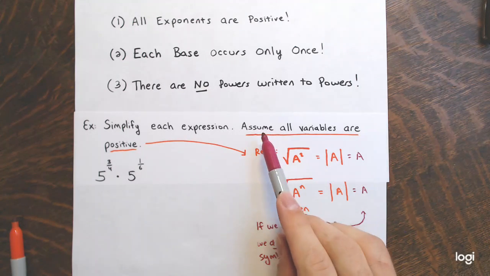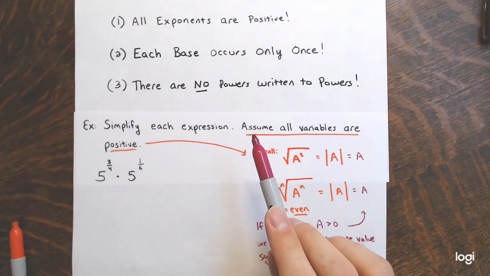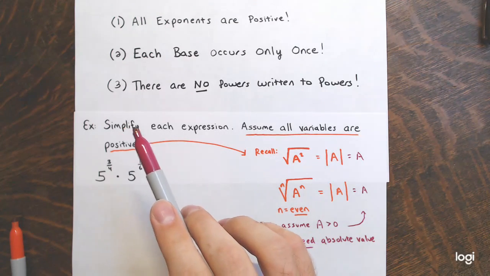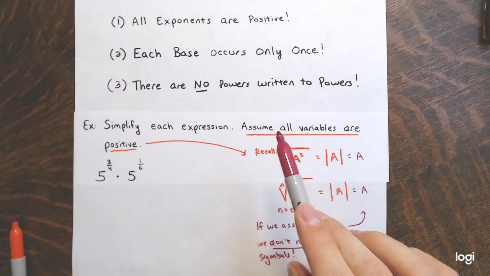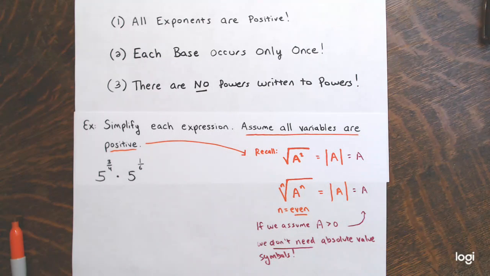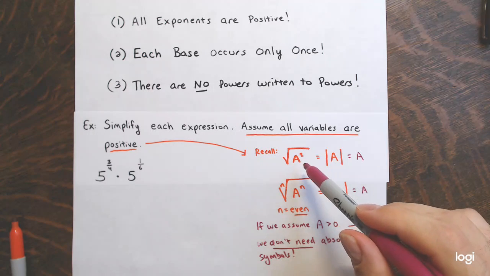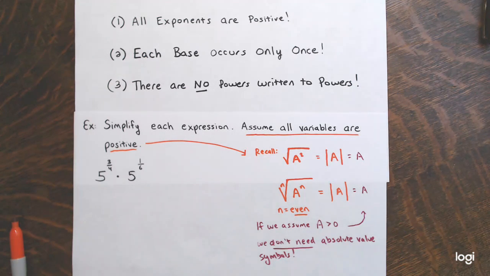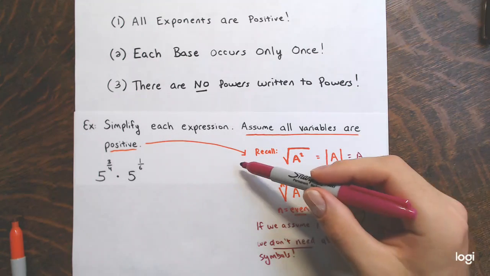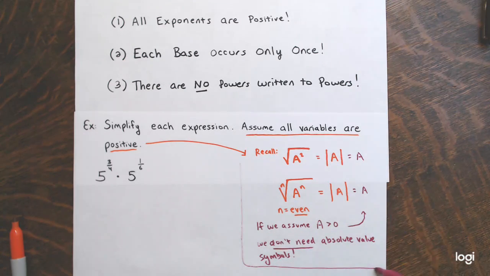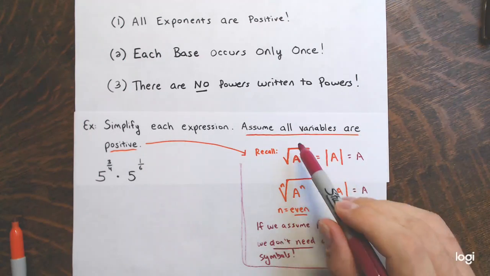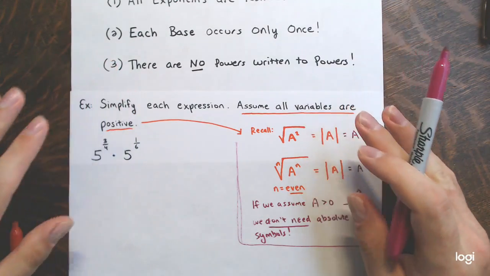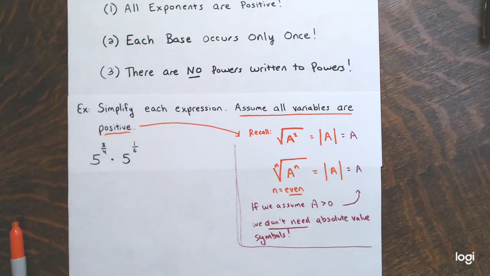Now if this instruction isn't there, if you're ever asked to just simplify an expression and they don't tell you that all the variables should be positive, then you need to ensure that your even roots end up being non-negative by using absolute value symbols. But I'm not going to do that here. We're not using absolute value symbols today, because we are assuming all the variables represent positive numbers. Okay, so enough of that.